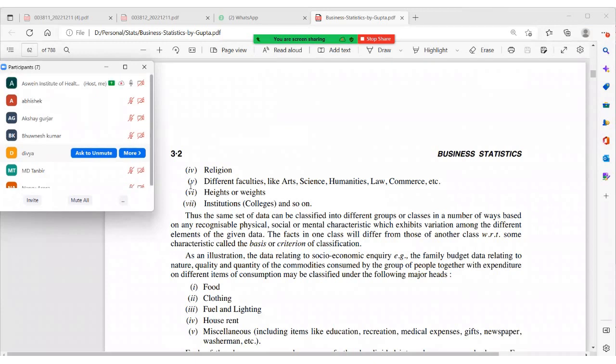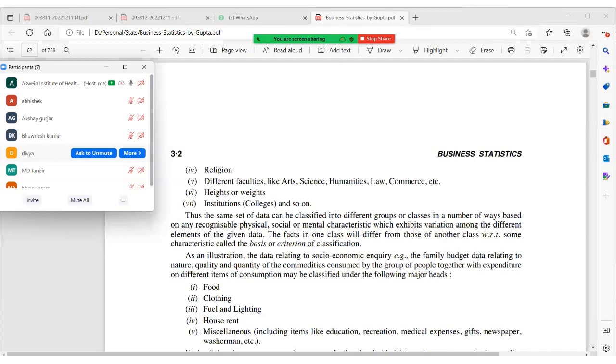That means Abhishek is an individual entity, right? So I called him Abhishek, please, this is your answer sheet. So that is an individual thing or ungrouped thing. That is a single thing, right?